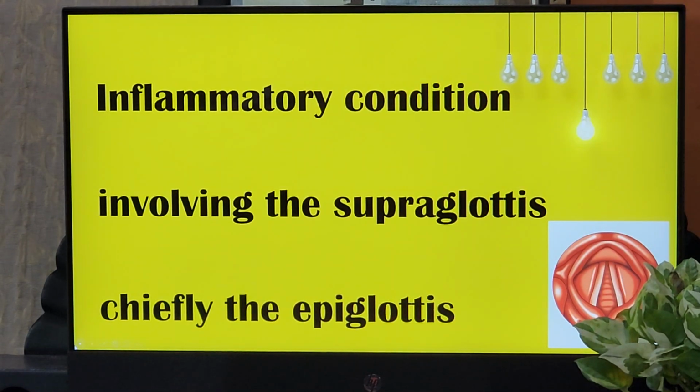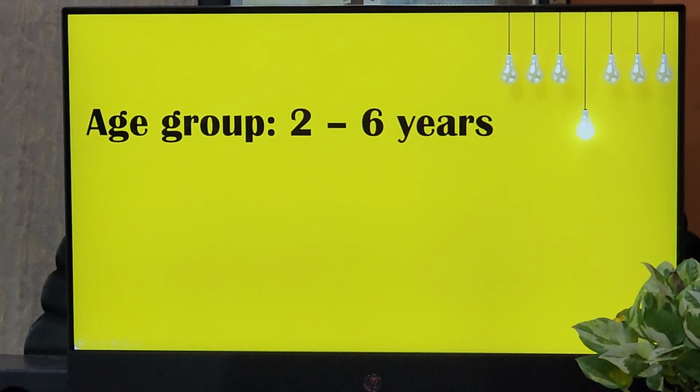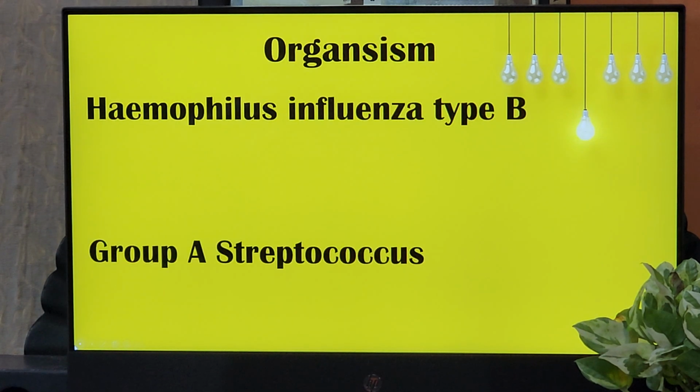So, acute epiglottitis means an infection or inflammatory condition which involves the upper part, that is those structures above the vocal cord, mainly the epiglottis. And the children are more involved, especially between the age group of 2 and 6. There are so many causes for epiglottitis. The most common bacterial cause is Haemophilus influenzae type B.